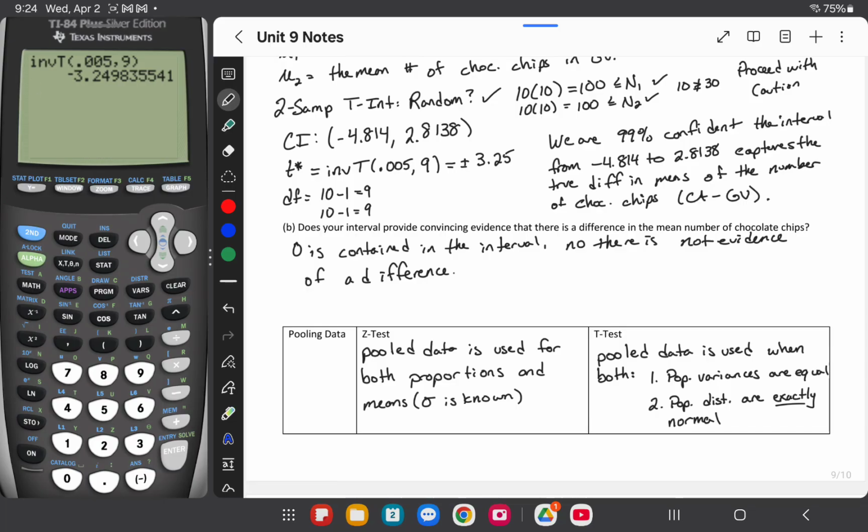So why do we use pooled data? Well, pooled data is oftentimes used because it leads to smaller confidence intervals. And so you can have a smaller confidence interval, which still captures your true population parameter. So pooled data is the preferred option when we can use it. The unfortunate part is, especially for t procedures, we can almost never use pooled data because of those two conditions that have to be met.